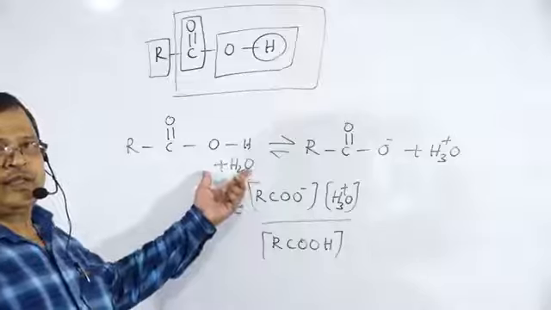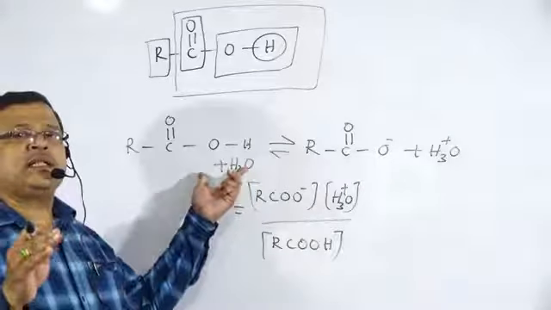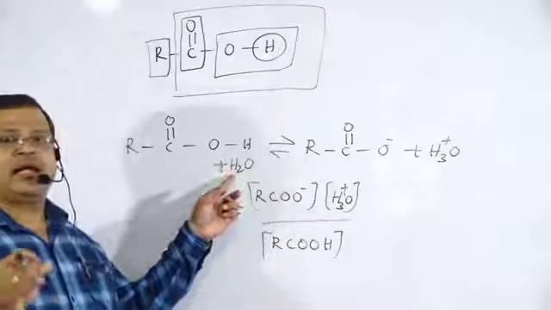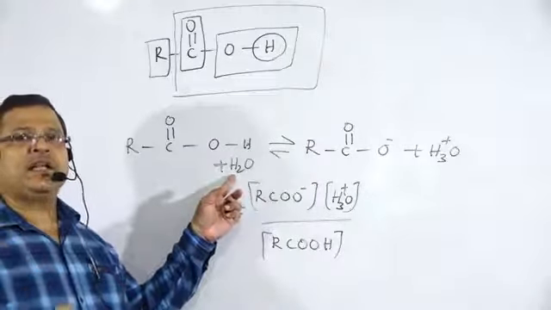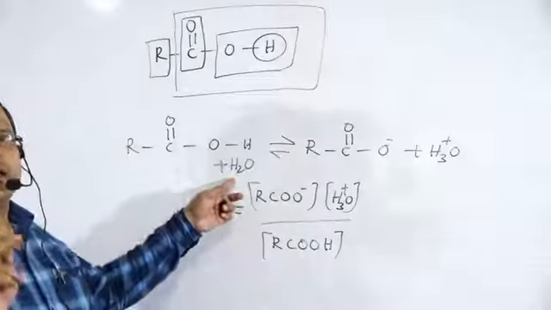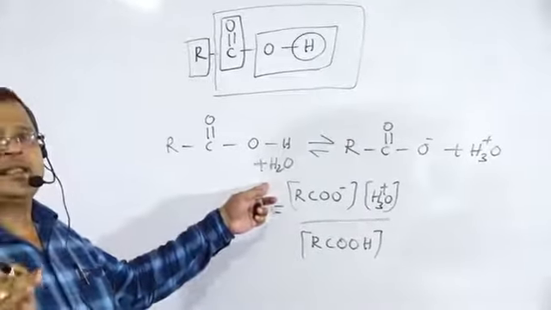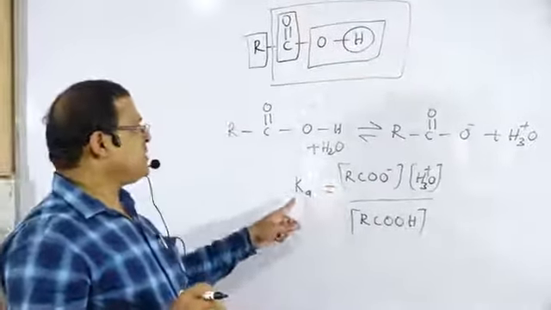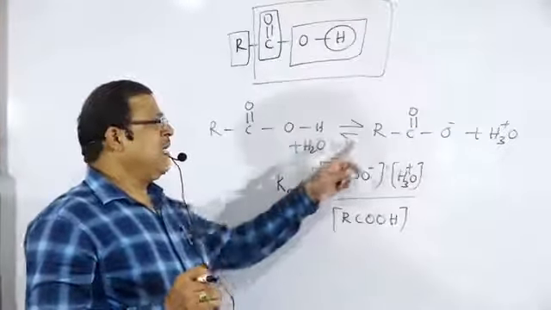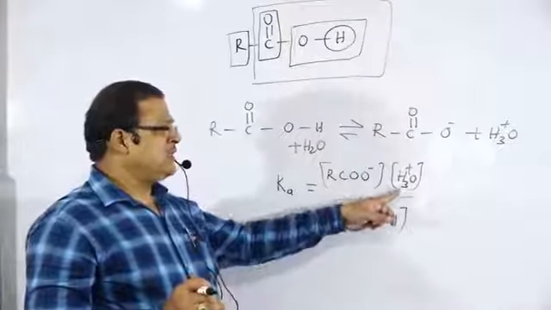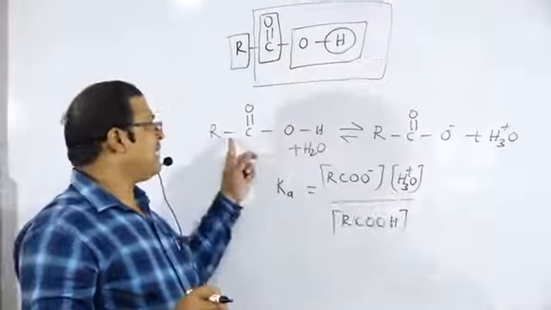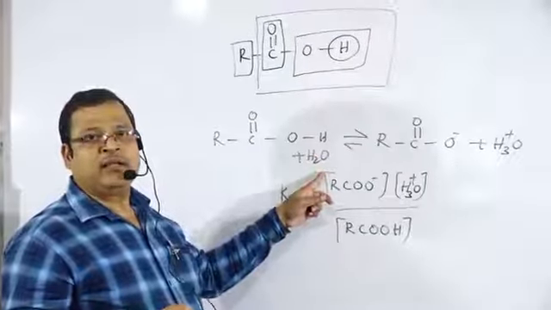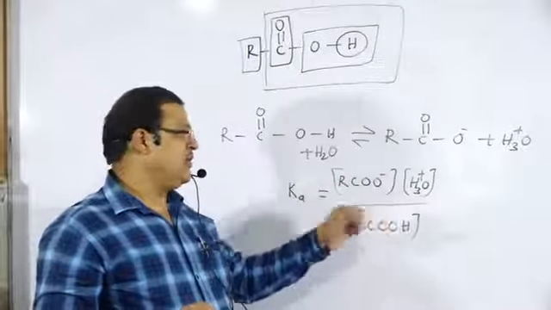Because you know acids are substances which have the ability to donate H plus ions in aqueous medium. And in aqueous medium, there is no free existence of the H plus ion; rather, it exists as the hydronium ion. So the dissociation constant for that acid is RCOO minus and H3O plus concentration divided by RCOOH. Water is the solvent, and its concentration is taken as unity.